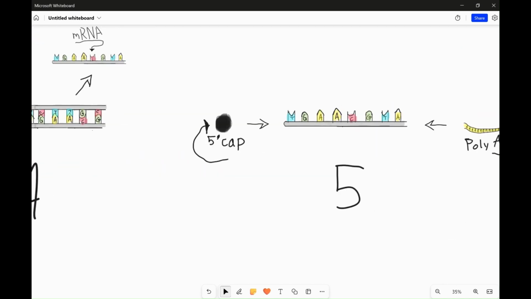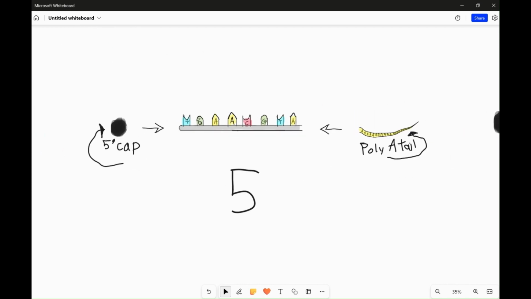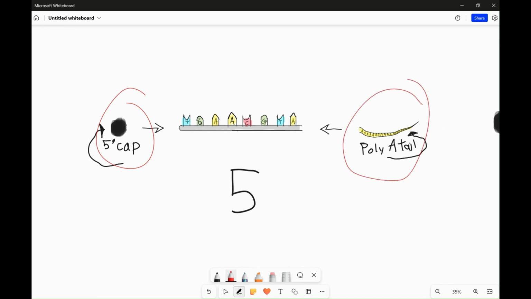Next, the mRNA gets a 5' cap right here and a poly A tail, which is a bunch of adenines in a row. The adenines are the same thing as that right there. You'll notice I accidentally wrote T here. That is supposed to be a U, uracil.